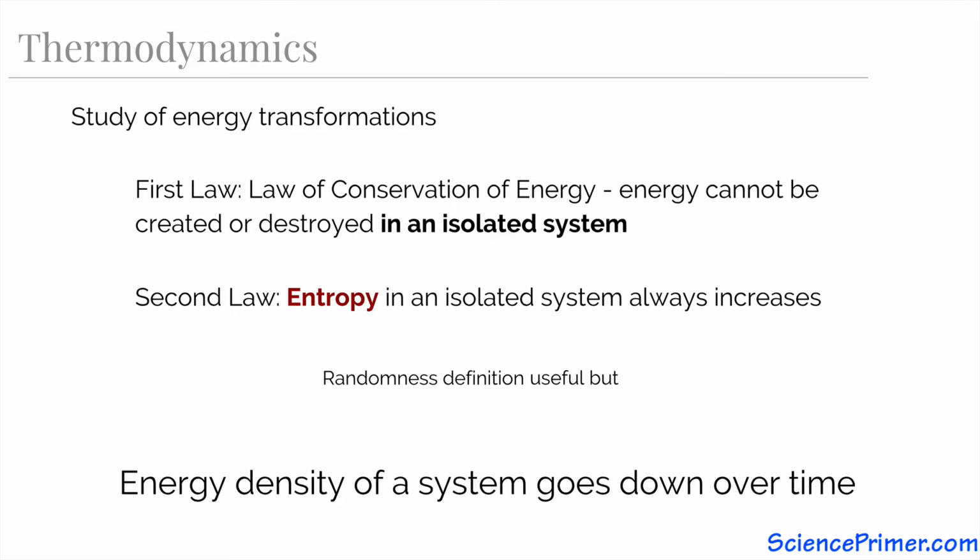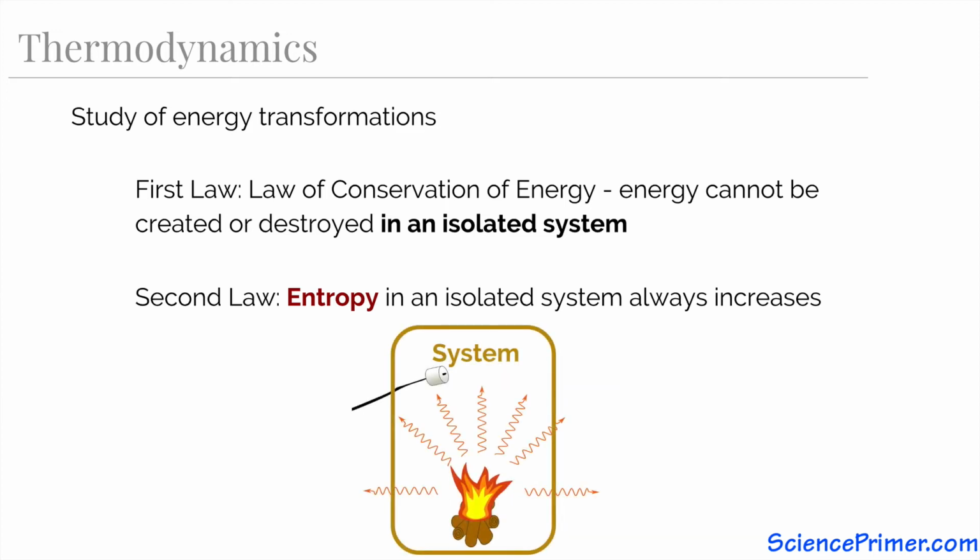Among other things, this helps explain why heat only flows in one direction, from regions of higher temperature to regions of lower temperature. The directionality of heat flow is a result of the second law requiring that entropy increase over time, meaning energy density decreases over time. In our wood fire marshmallow system, the second law explains the loss of energy to the environment as radiant heat. The radiant heat is energy becoming less concentrated over time.